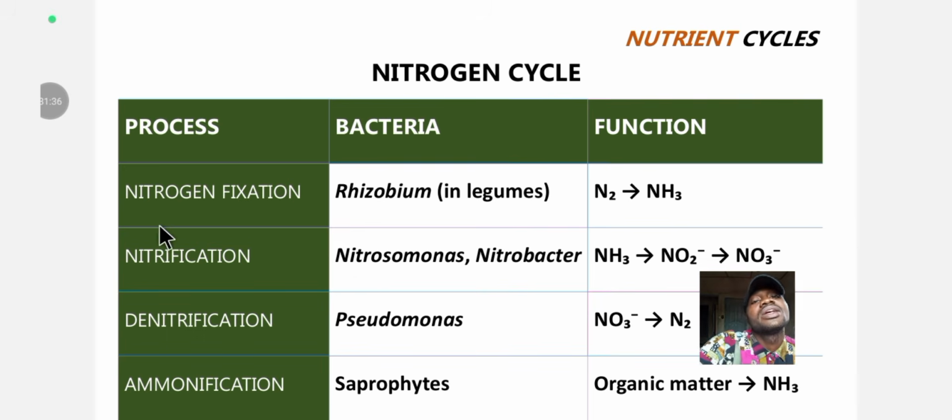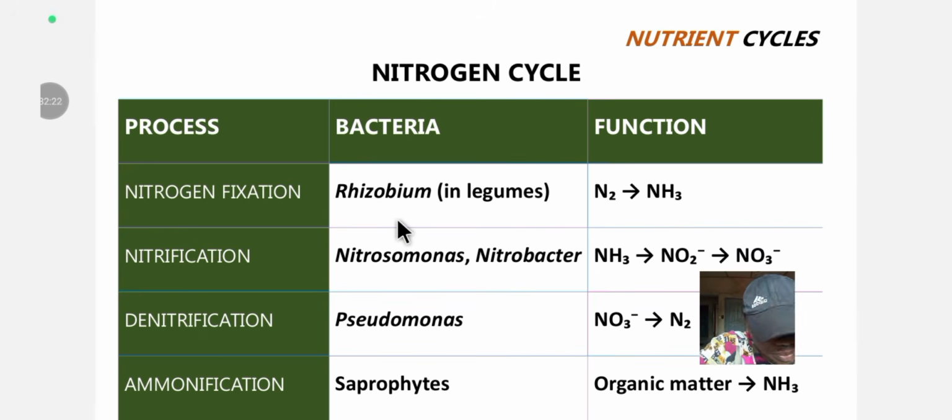Nitrogen fixation is very simple. When you hear the words nitrogen fixation, what enters your mind? What is the meaning of fixation? It is like fusion: something fuses nitrogen together to form something. The bacteria responsible for the fixation of nitrogen is the Rhizobium bacteria.